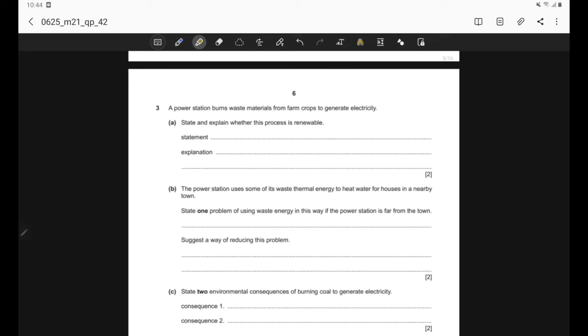So here the electricity is generated by burning the waste materials from the farm crops. As the crops can be regrown or the waste materials don't run out, it is a renewable energy resource. So first of all, the statement we can write down, it is renewable, but we need to give the explanation. So we can write crops can be regrown.